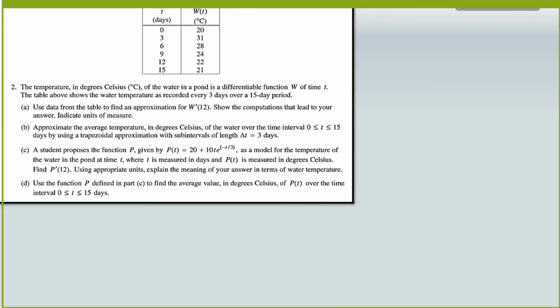Okay. For part C, I am told that we have a new function, p(t) equals this, which is a model of my temperature in the water. I want to find out what the derivative would be, and then explain the meaning in terms of water temperature. Okay, so if p(t) is 20 plus 10t e to the negative t over 3, what would my derivative be? P prime of t.